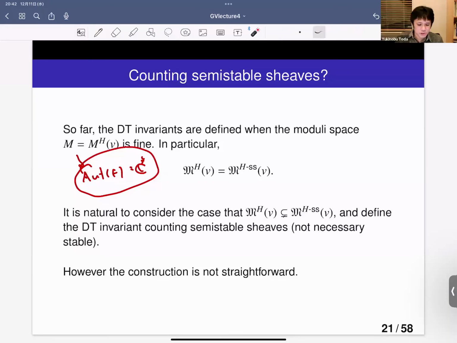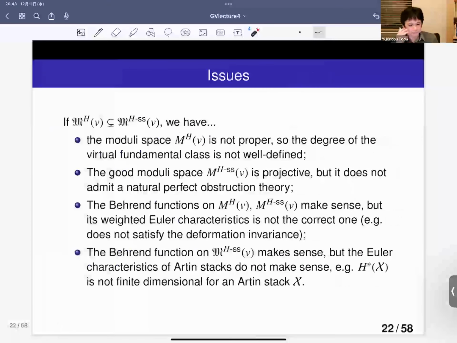So if the moduli space is fine, then this condition holds, but it is natural and important to consider such a case. For example, we want to consider invariants counting sheaves, something like the direct sum of the structure sheaf. So such a theory is not included in the previous definition of the DT invariant. However, the construction is not straightforward if there are some strictly semi-stable sheaves. If this inclusion is strict, then we have several issues.